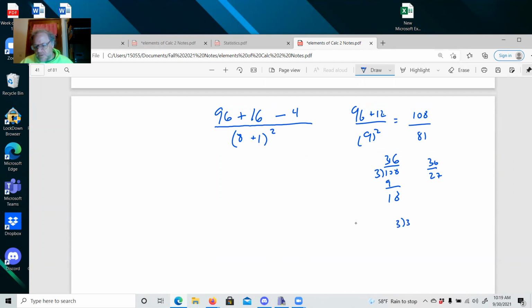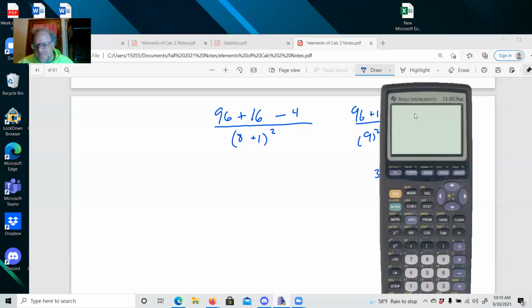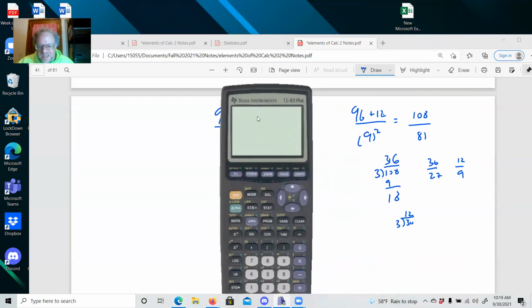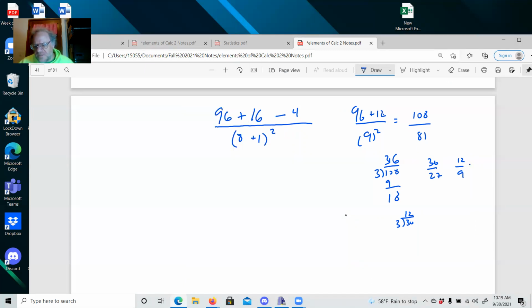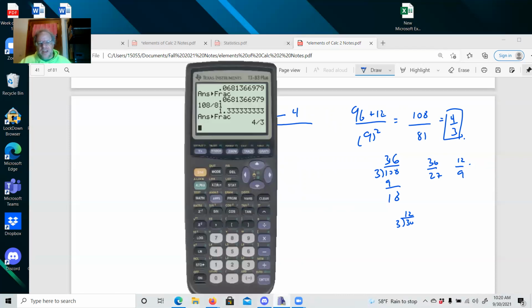So 3 into 36, right? That goes 12 times. So we have 12. 3 into 27, we can keep going. Here, let me show you the other way. All right. So if we have 108 divided by 81, all right, that's 4/3. So this is equal to 4/3. All right. So we're fine for that one.